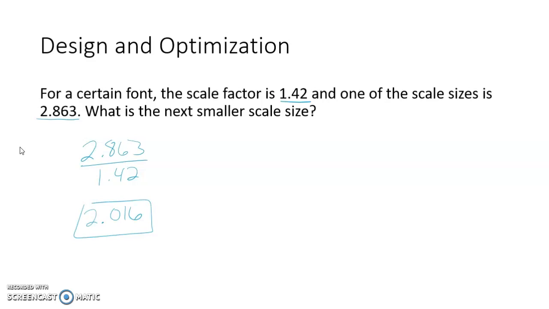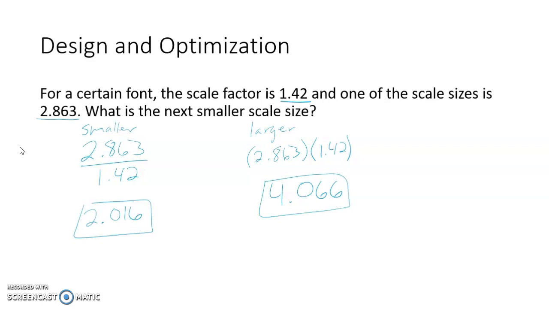If we wanted to go to the next bigger, so this is the smaller, if we wanted to go to the next larger scale size, we would do 2.863 times 1.42. And if we do that, let me plug that into my calculator really quick. Our next larger scale size would be 4.066. So if you want to go smaller, if you know the scale factor, then divide. If you want to go larger, then multiply.